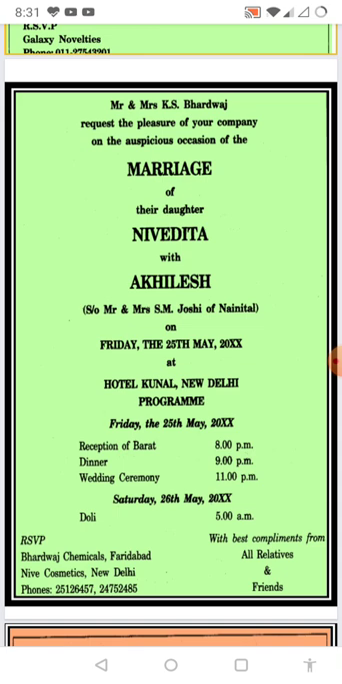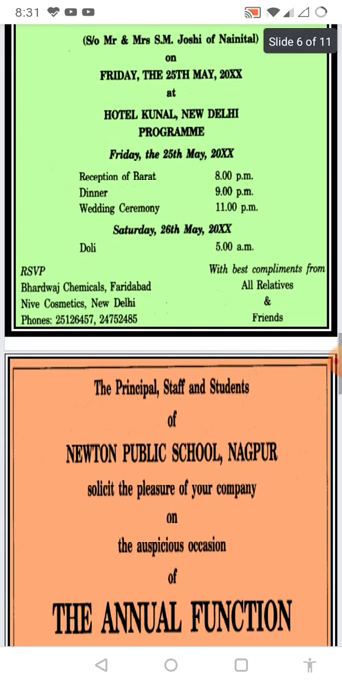Like a wedding invitation, we have to give all these details, but if it is an inauguration, then we have to write the date and time and whatever, and it will be a little bit different. So it depends on which type of question is there. At last RSVP, and in this one, in another corner, it's written with best compliments from all relatives. Generally this is written in a wedding invitation.